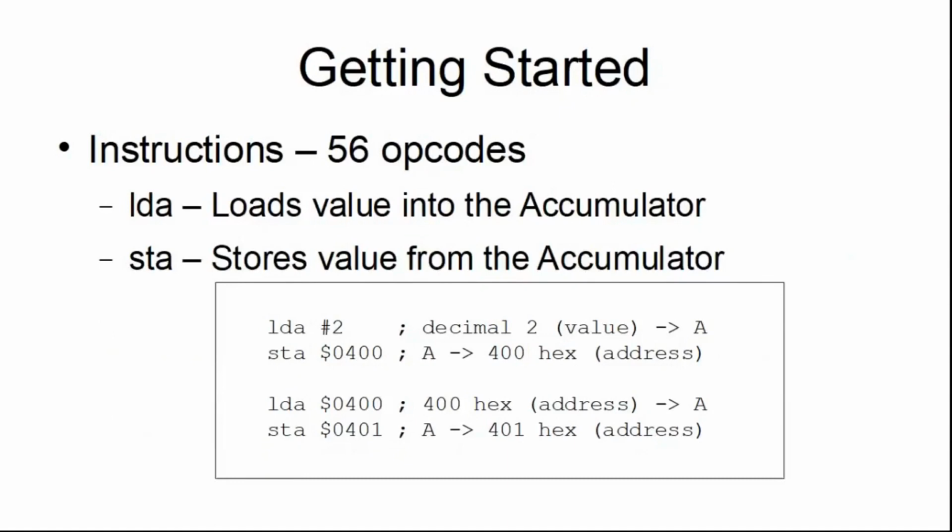So in this code example I have outlined below, we're going to load the decimal value 2 into the accumulator. Something I also want to talk about real quick is this pound sign. This pound sign right here means that we're going to take this immediate value 2.